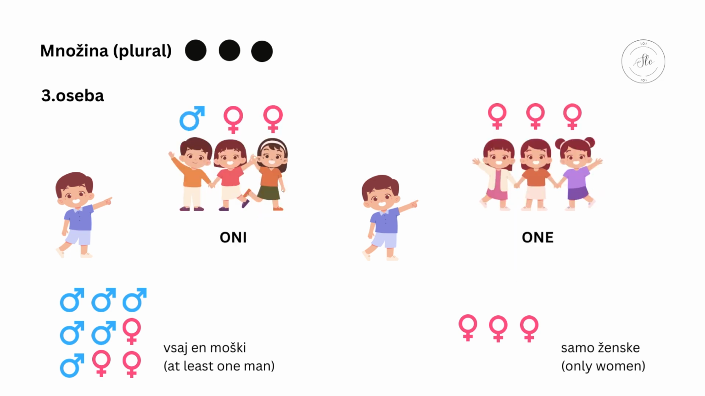Množina, tretja oseba. Če je vsaj en moški, rečemo oni. Če so samo ženske, rečemo one.